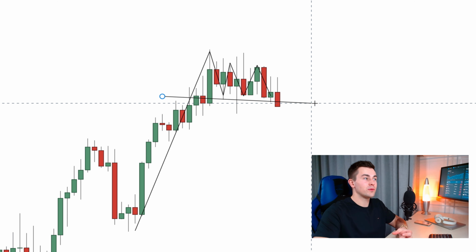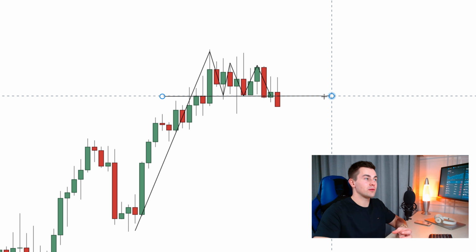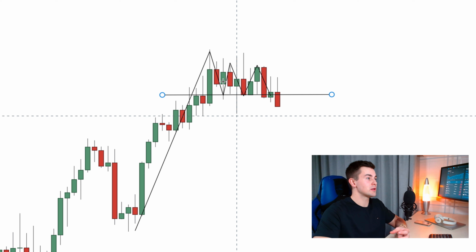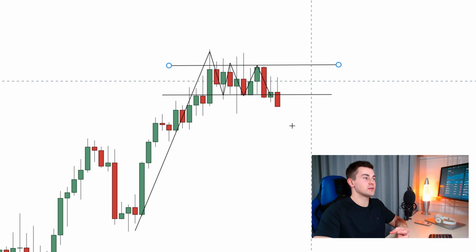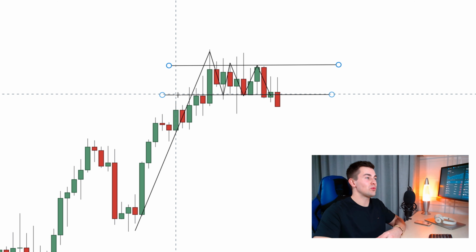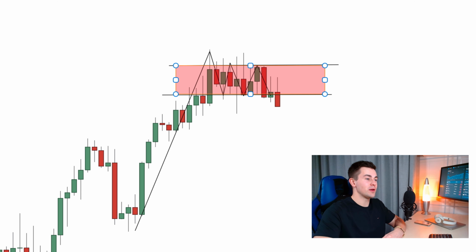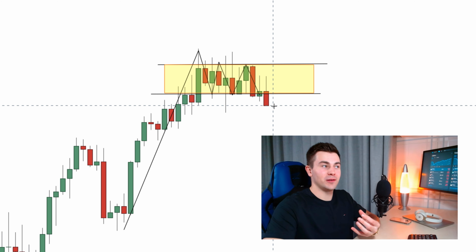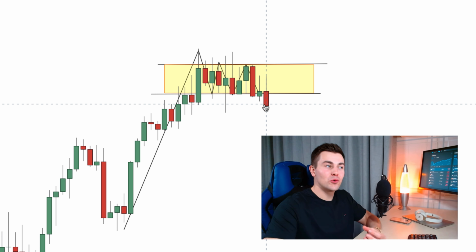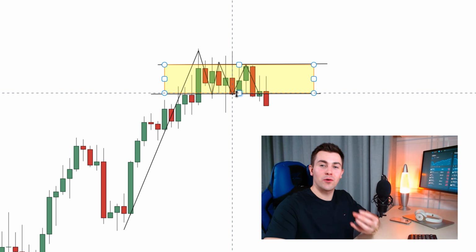And if we draw the boundaries of that range, over here we have its support based on candle closes, and over here we have its resistance. Yes, so this is the range that we have over here. Let me make that yellow for you. And what happened just before the market closed on Friday? You see that we closed on the hourly below that range.